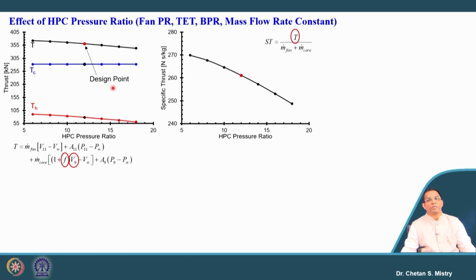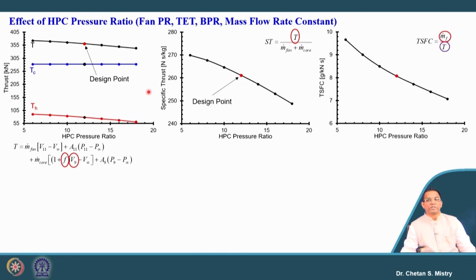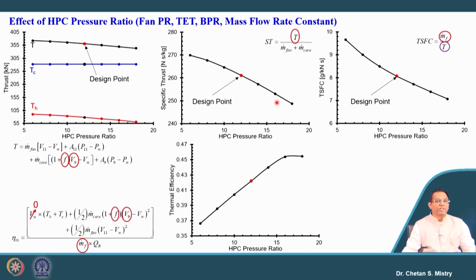So, that is where this change will be coming from. And here if we look at my specific thrust, it will be reducing with the increase of my HP compressor pressure ratio. This is similar to what we have observed for fan pressure ratio and LP compressor pressure ratio. With the increase of HP compressor pressure ratio, the thrust specific fuel consumption will be reducing. Let us look at what is happening with the efficiency. It says when I am increasing my HP compressor pressure ratio, our thermal efficiency will be increasing.